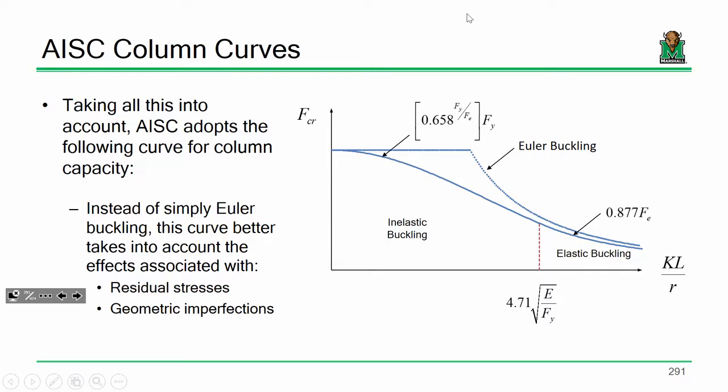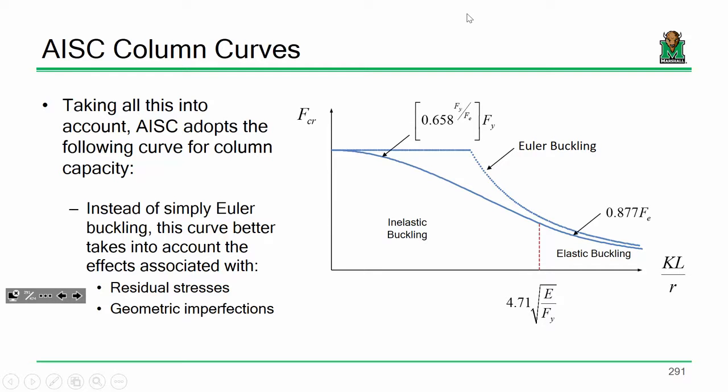So in terms of computing the capacity, once you get your slenderness, you would compute your buckling stress depending upon whether or not your slenderness is smaller or bigger than this limit. And this just comes from experimental testing and what have you. And then you can compute your critical stress.